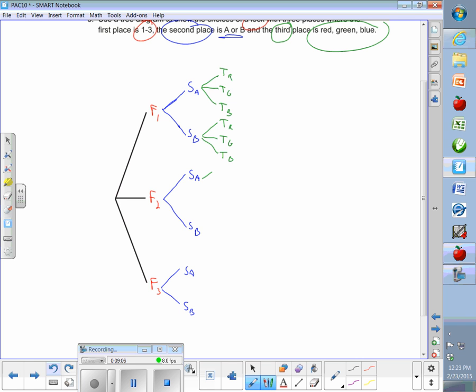Now, Jordan, do you see why I needed all that space? Third red, third green, third blue, and so on for each branch, and I'm not even done yet. And I tried to line things up.